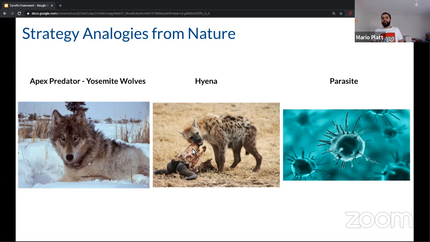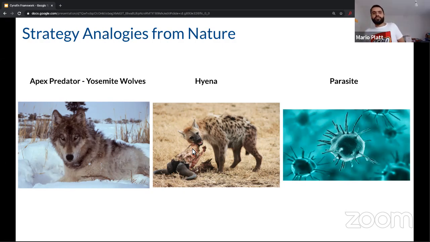Then we have hyena strategy. So hyenas live off what the apex predators don't want, right? So they will typically get the remains that the bigger animals left, and basically they go into the system and live off what it provides them. But they're not making the rules, right? The people who make the rules are the apex predators. In this instance, I put in the Yosemite wolves.